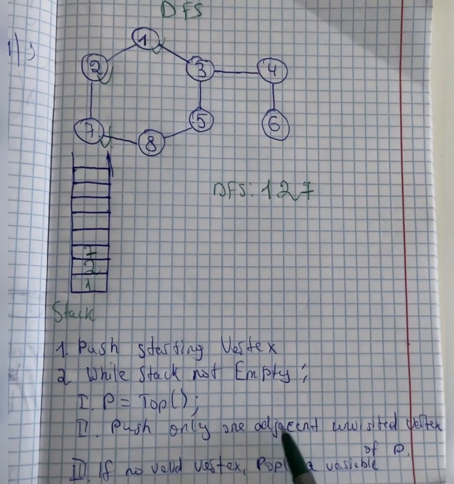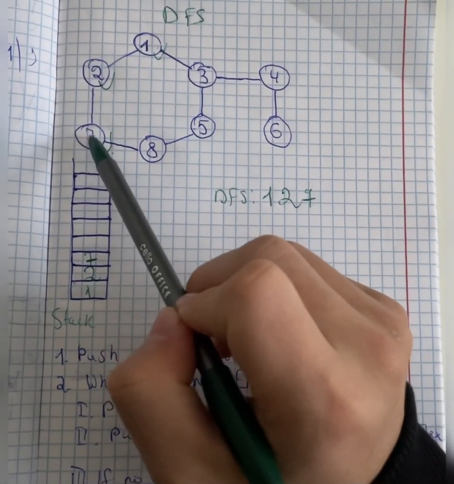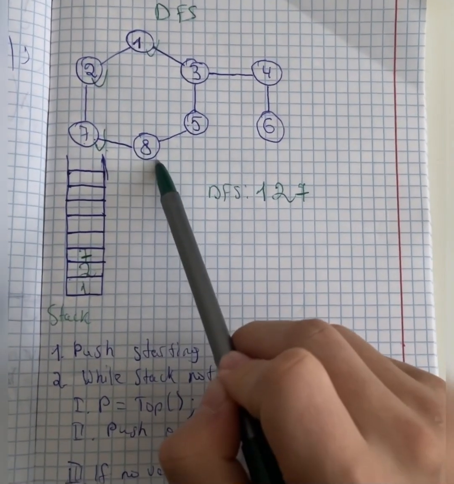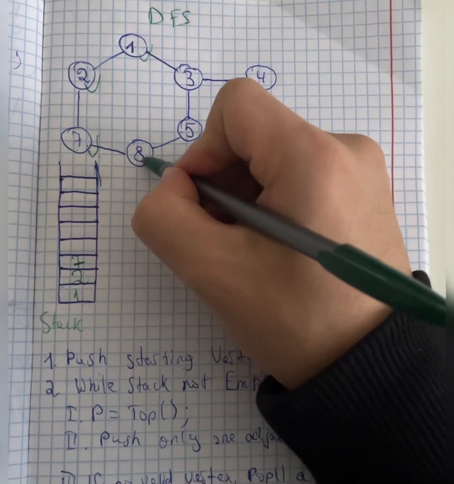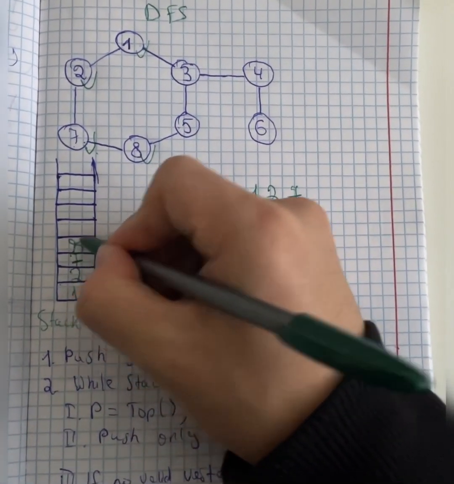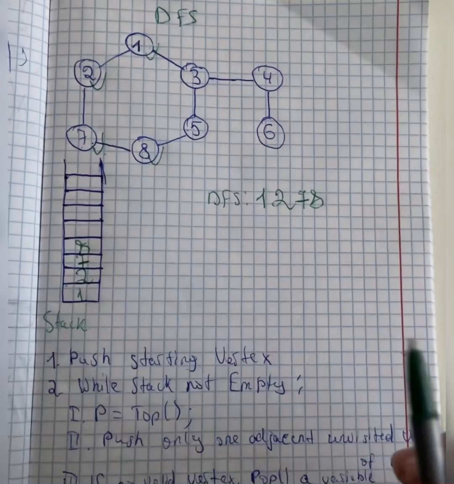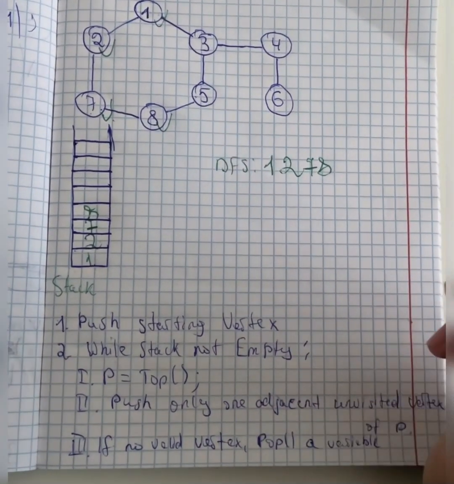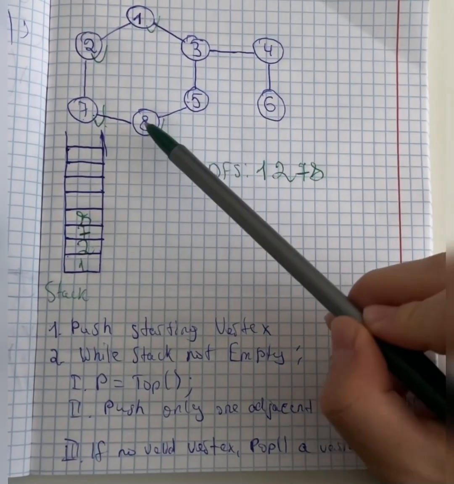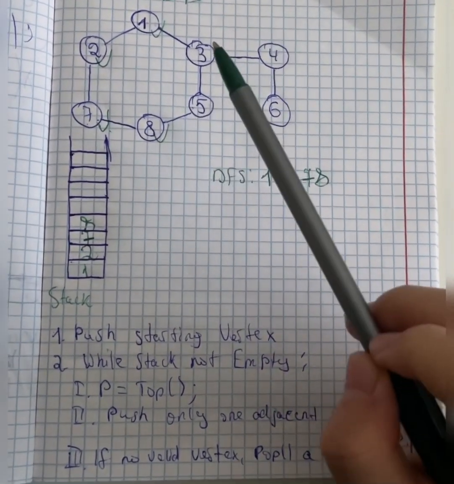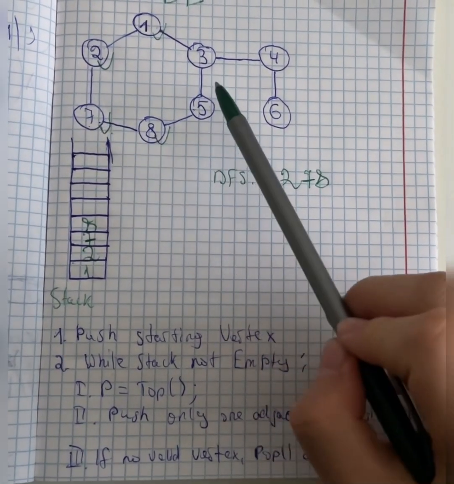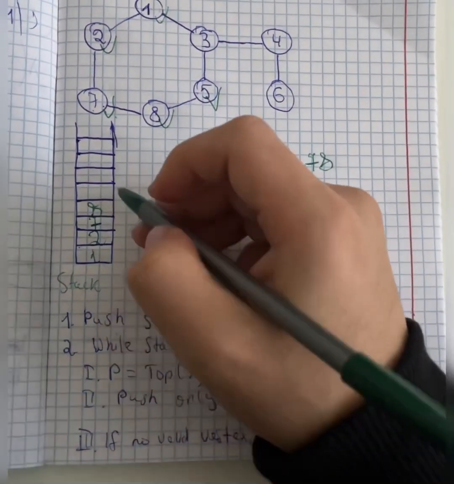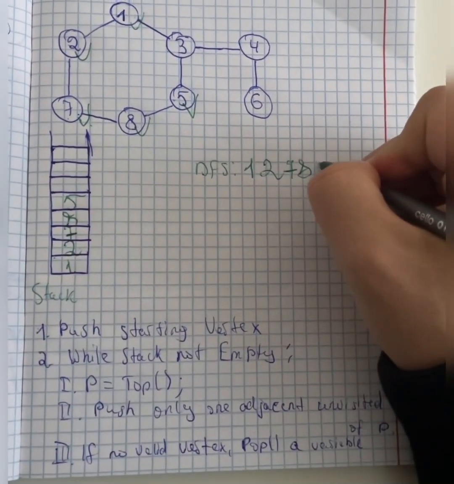Again, push only one adjacent unvisited vertex. It has 2 adjacent vertices, 2 and 8. 2 is already visited, 8 is not visited. That means we choose 8, mark it as visited, and write 8 on the stack and in the DFS. Now we work with 8. Its vertices are 7 and 5, right? Since 7 is visited and 5 is not, we choose 5. We mark it as visited and write it on the stack and in the DFS.